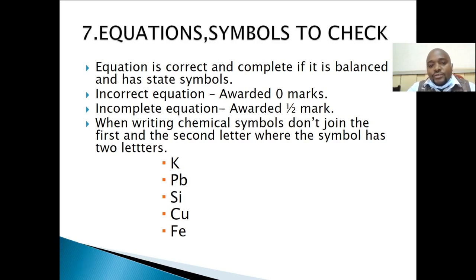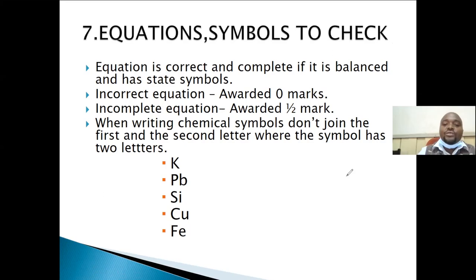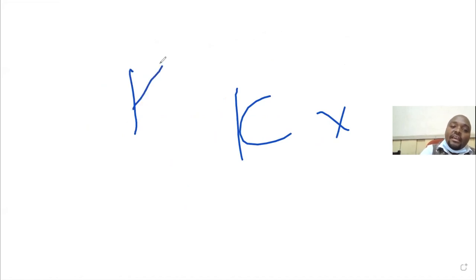Next, there are elements for which you must mark the chemical symbol. For example, we have potassium. Some students write potassium like a 1 and a C, to mean that it will be K. This would be incorrect. So we check very clear. It should be capital letter K, like that.